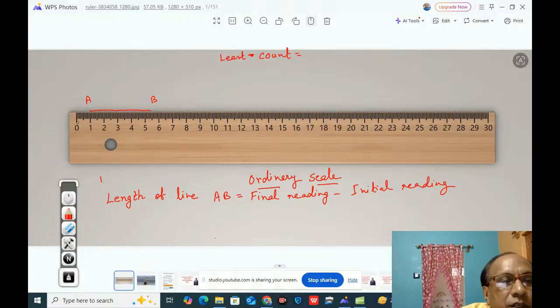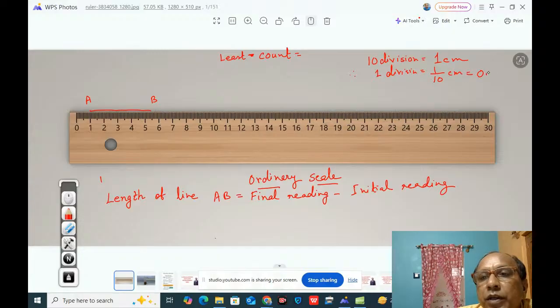Suppose you see here 0, 1, 2, 3, 4, 5, 6, 7, 8, 9, 10. There are 10 divisions, right? That means 10 divisions are equal to 1 centimeter. Therefore, you can find that one division, this is the least count, is equal to 1 by 10 centimeter. Or you can write it as 0.1 centimeter. The least count is 0.1 centimeter.